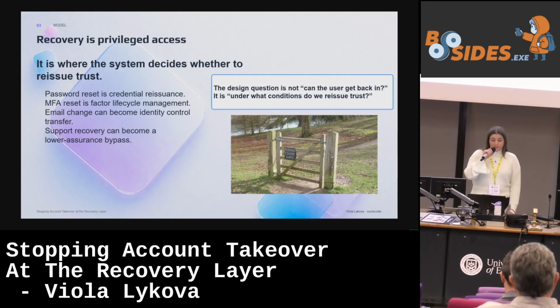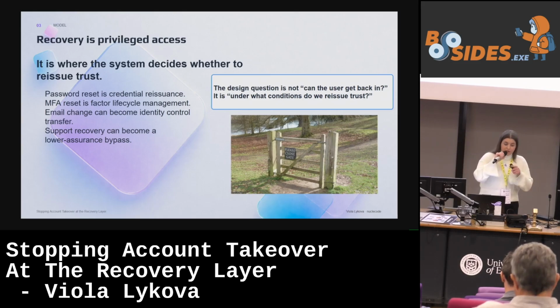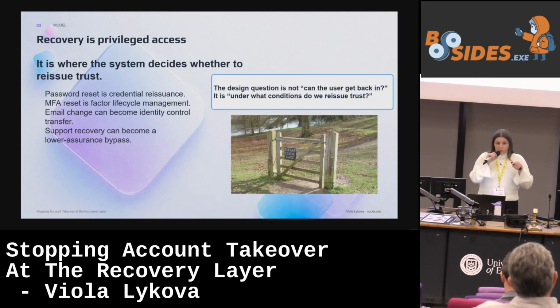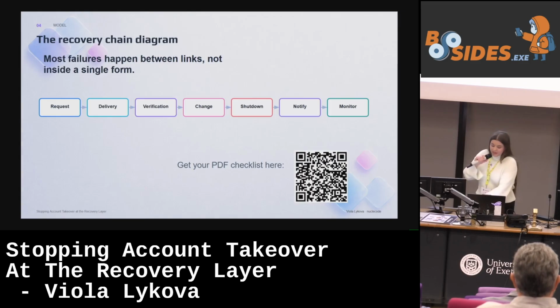So the support recovery can become a lower assurance bypass. Yes, this is true, because the assurance that we are giving the system that we are managing is important at the level that we need to look at the chain and where the weakest links are. And if we don't treat those weakest links, like reset password, reset token, whatever, we are then opening access to those being the low-hanging fruit that I'm talking about. So this is the recovery chain diagram.